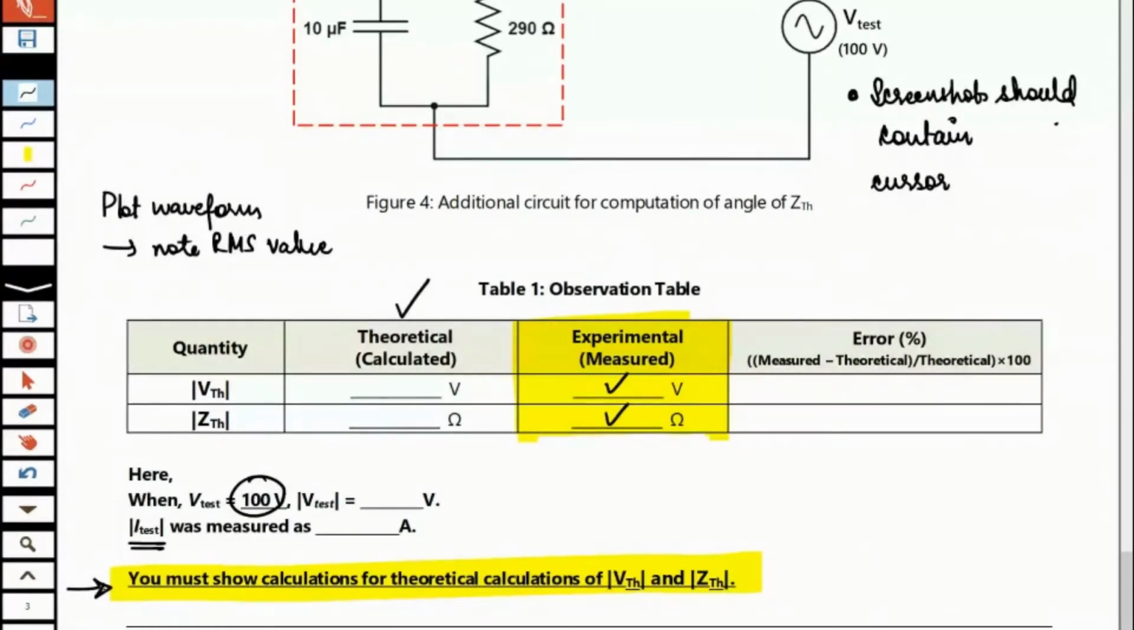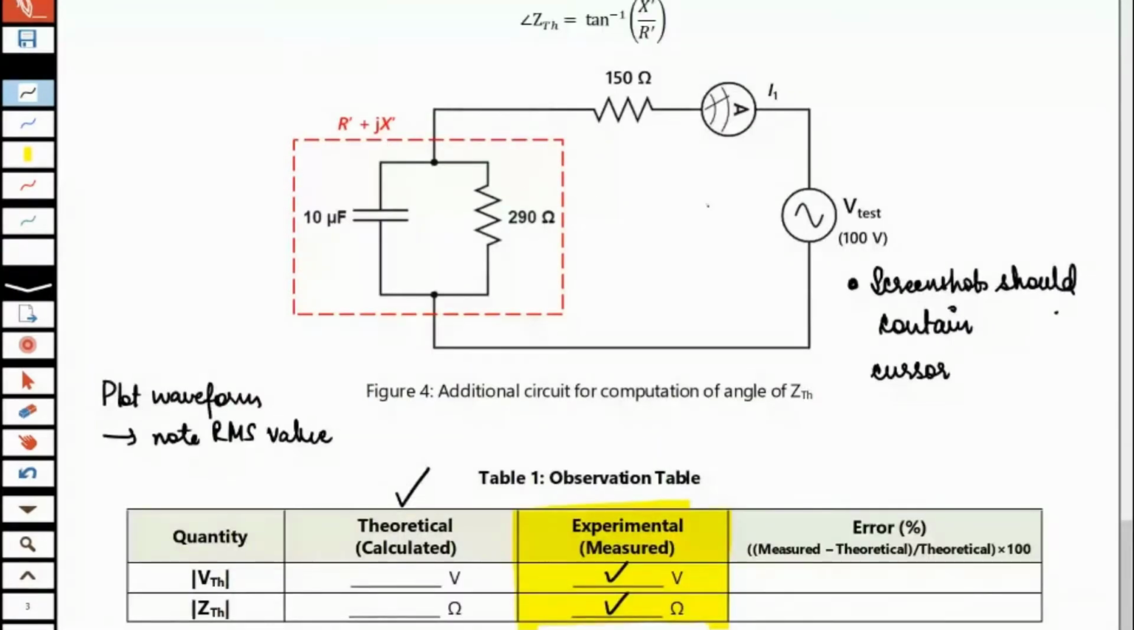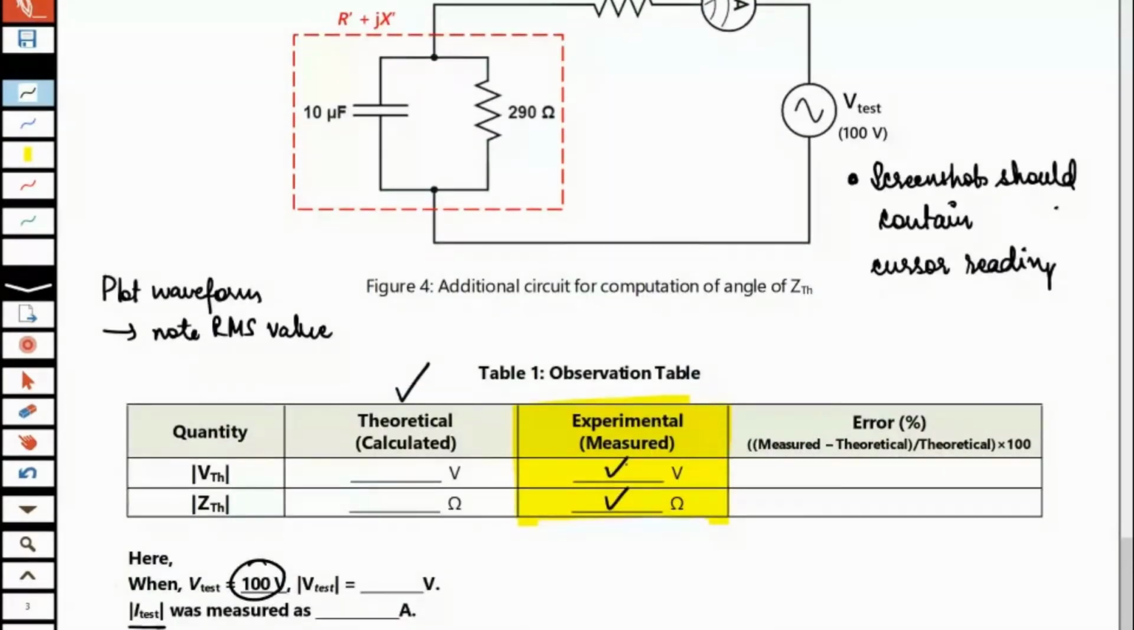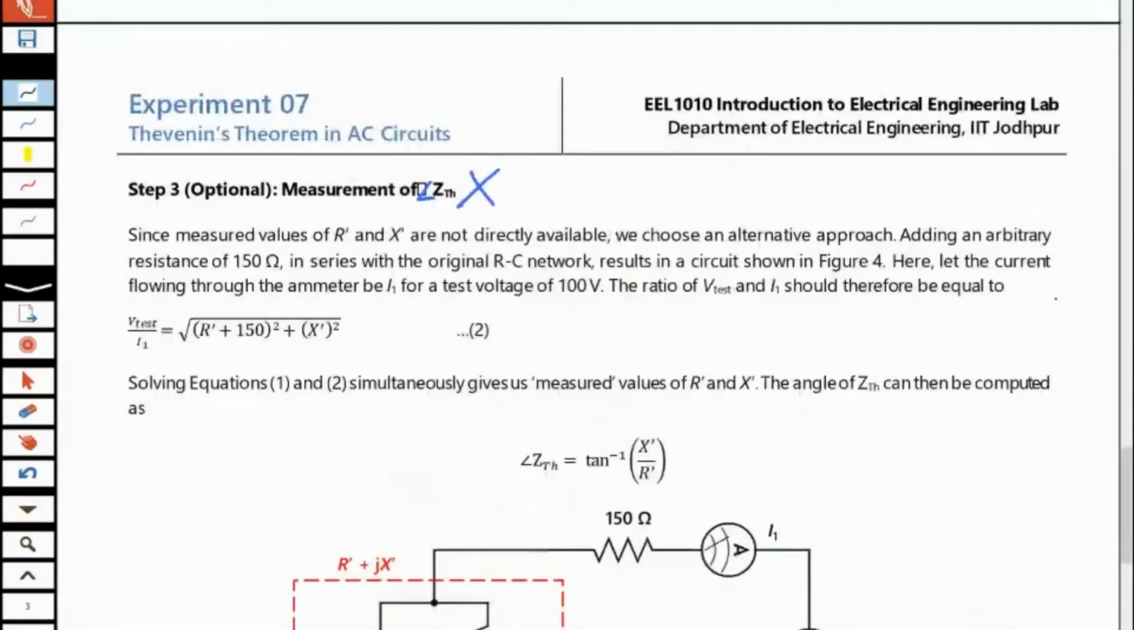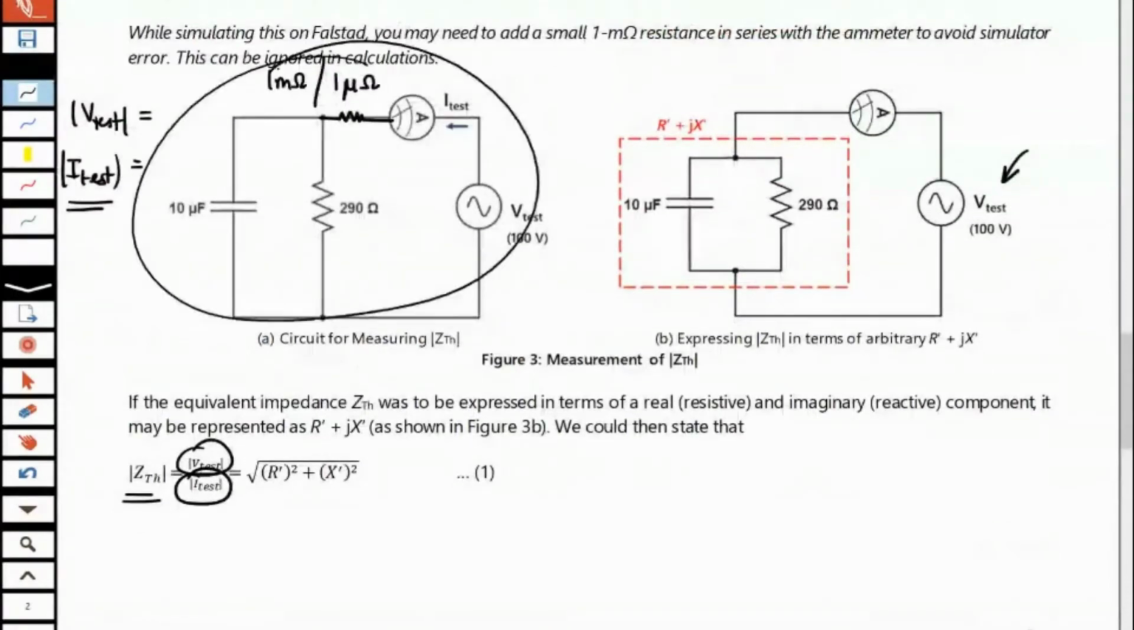Until now we used to ask for just 1 or 2 calculations. Here you have to show both these detailed calculations properly. And since you don't have a Tinkercad schematic or a video, the screenshots that you insert in the report should contain the cursor reading. What do I mean by cursor reading? Whatever values you are claiming should be visible on the waveform from where you took the reading. Also insert the circuit diagram directly from Falstad, so we can see the value of the resistance you took.